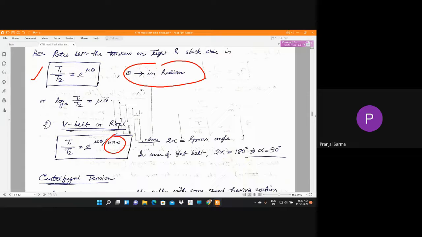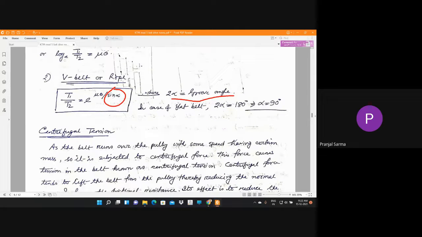That 2 alpha was the groove angle, where the V belt has been placed onto that particular groove. In place of a flat belt, as there is actually no groove angle, 2 alpha becomes 180 degrees, kind of flat. So alpha is 90 degrees. Ultimately, sine 90 degrees is 1, so it becomes e to the power mu theta only.